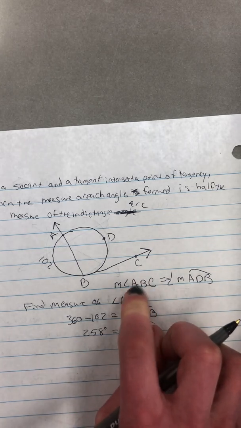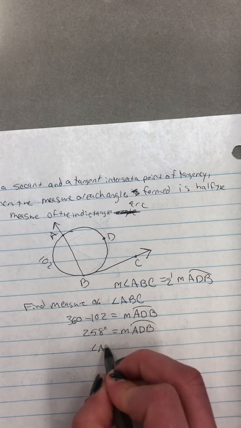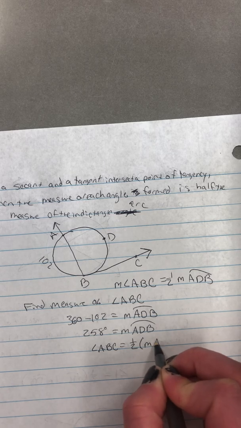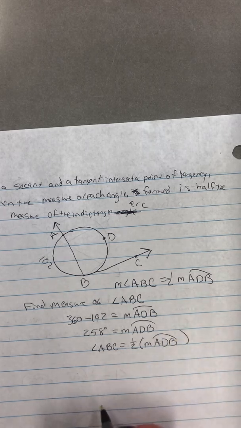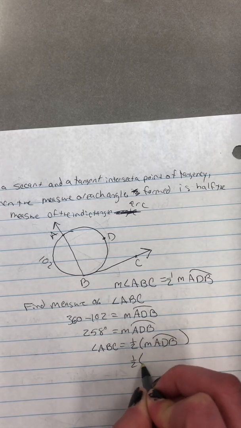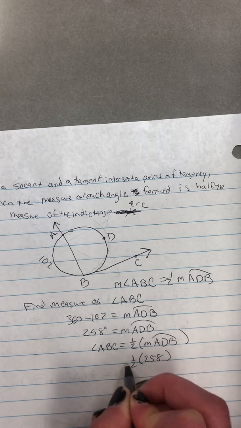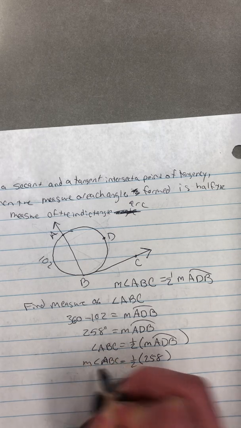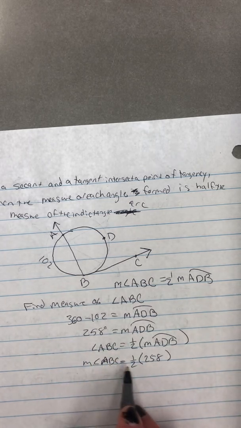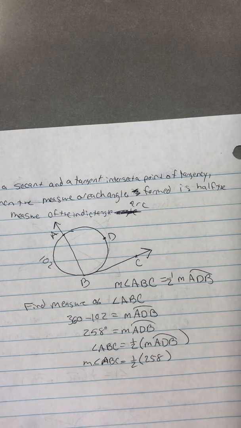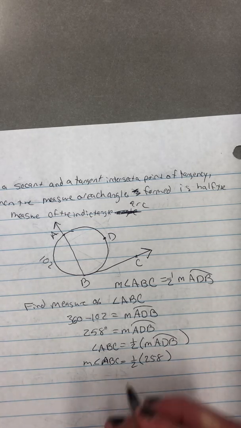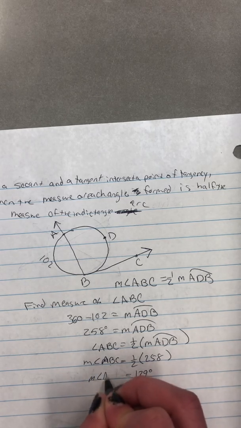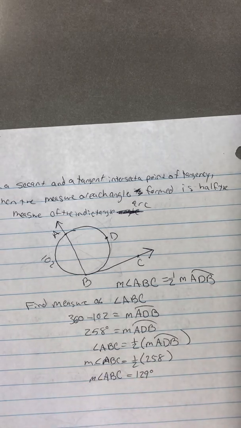We still want to find our ABC. And it is 1/2 the measure of ADB. We know ADB is 258. So the measure of ABC has to be 1/2 of 258. If we take 258 and divide it by 2, it gives us 129 degrees. So the measure of our angle is 129 degrees.